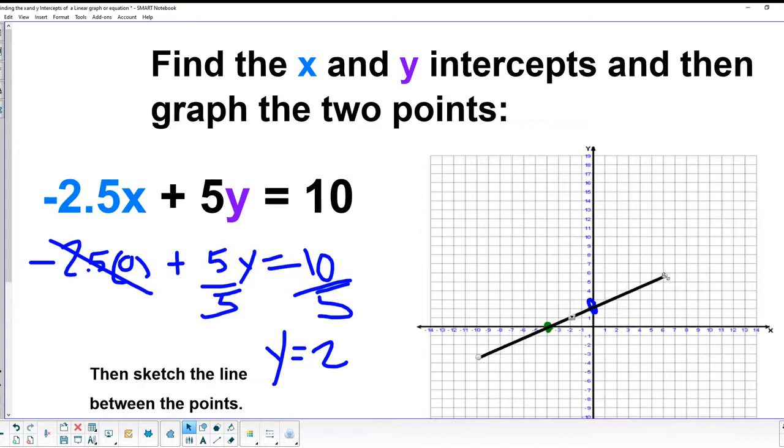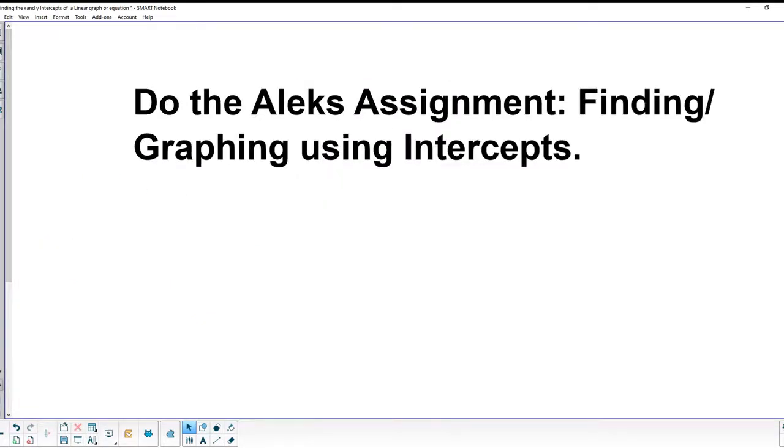So I know that everything that we're doing here is a little bit new, maybe a little bit uncomfortable, but it's not difficult, and keep at it. You'll do fine. Thank you very much. So your assignment is finding and graphing using intercepts on Alex.